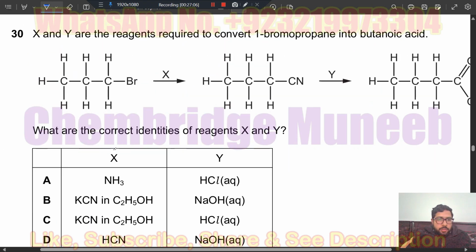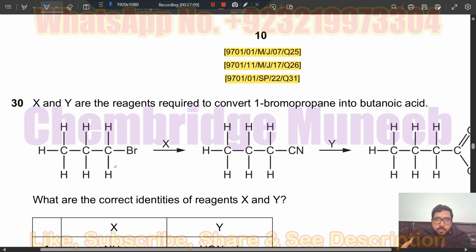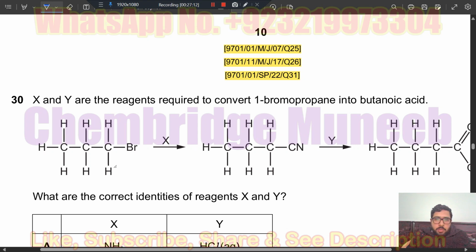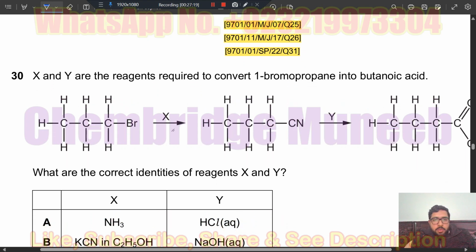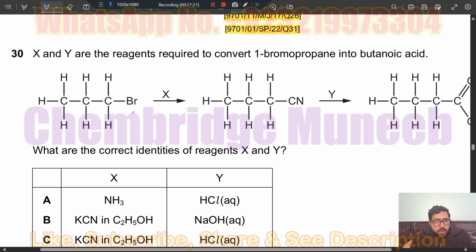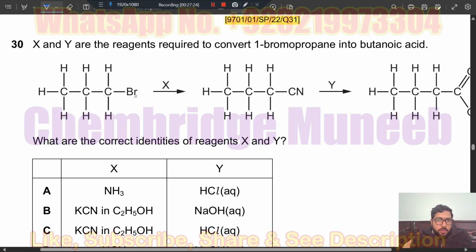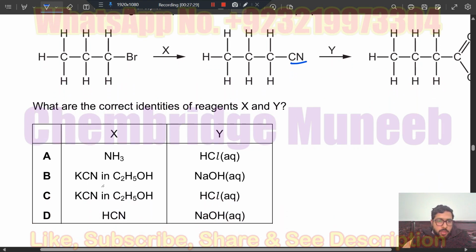Now question number 30, and this question is repeated 3 times, in May June 2007, May June 2017, and then in the specimen paper 2022. So we have these conversions. Here, bromine is replaced by CN, which means it has reacted with a nucleophile providing CN. It cannot be HCN since it is harmful to use HCN directly, as it is a toxic compound. So instead we prefer to use a salt of CN in the presence of alcohol.